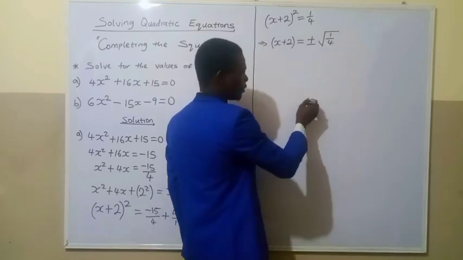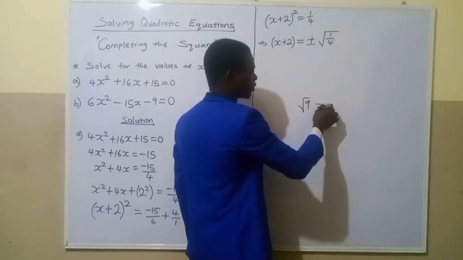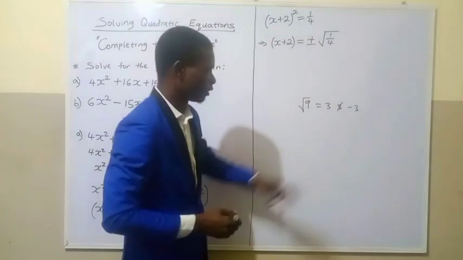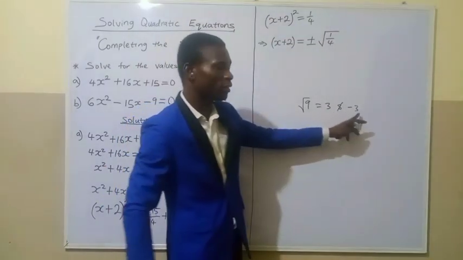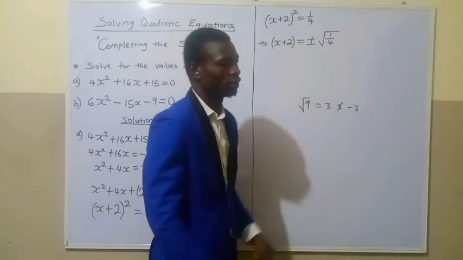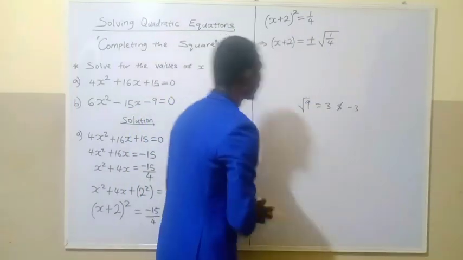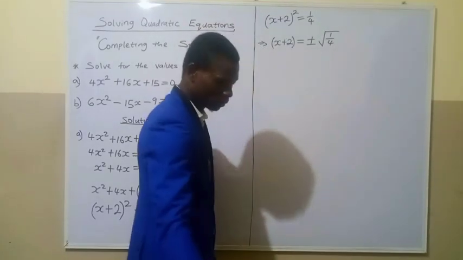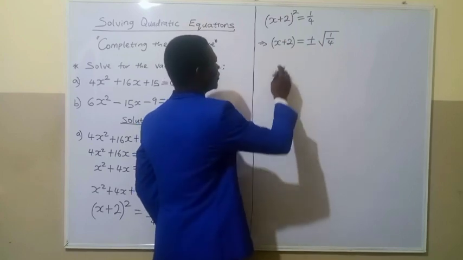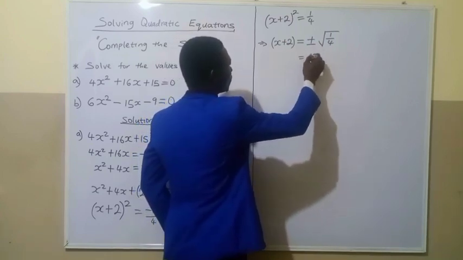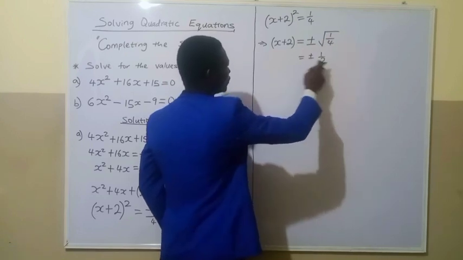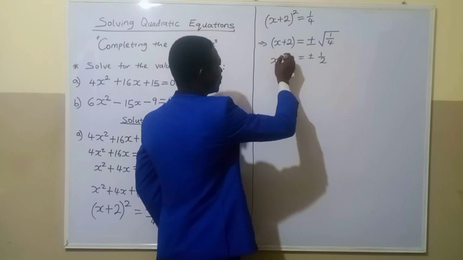Because of course, if I give you 9, if I say what is the square root of 9, the square root of 9 is both plus 3 and minus 3. Why is that? Because 3 times 3 will give me 9. Negative 3 times negative 3 also is going to give me what? 9. So that is why I need to introduce the plus and minus sign in this case. Now, if x plus 2 is equal to plus and minus root 1 over 4, what am I going to have? So this is going to be plus and minus 1 over 2, because the square root of 1 is 1, the square root of 4 is 2. And to this other side of the equal sign is going to be what?